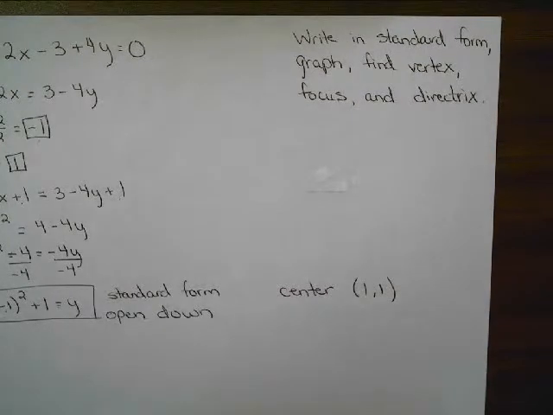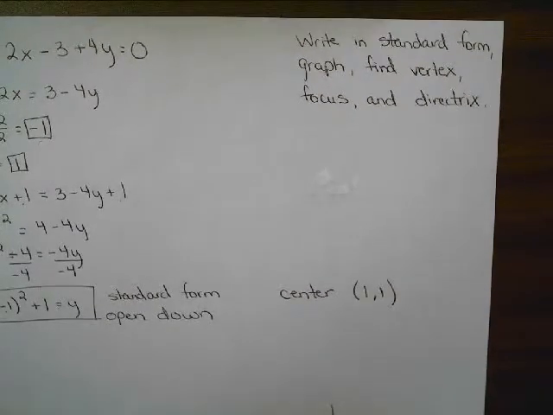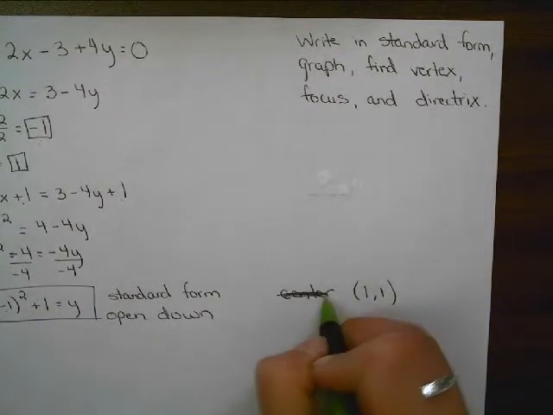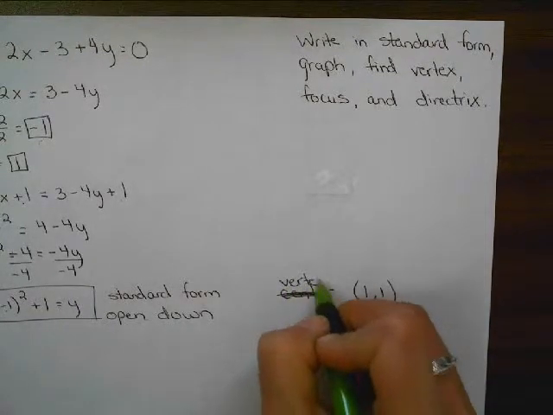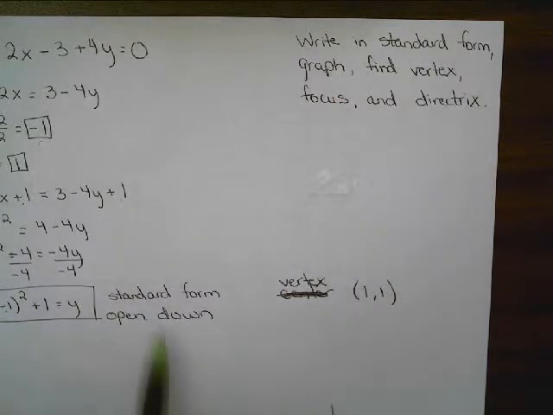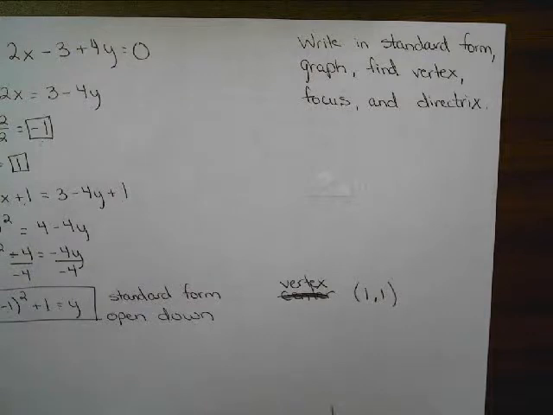So now if I graph this, to get an idea of where we're going, 1, 1 is right here. There's my vertex, sorry, that should be vertex, not center. Parabolas have vertices. And I know it opens down, so it's going to look something like this.